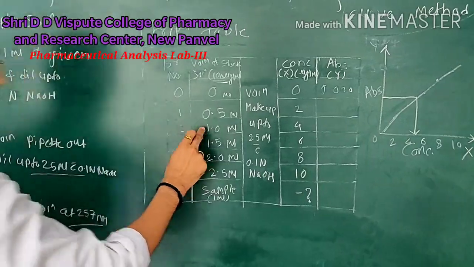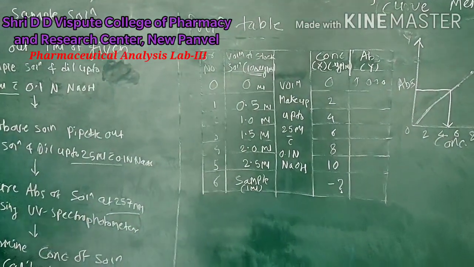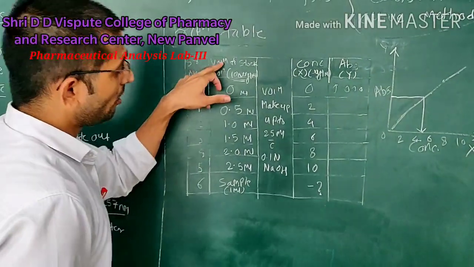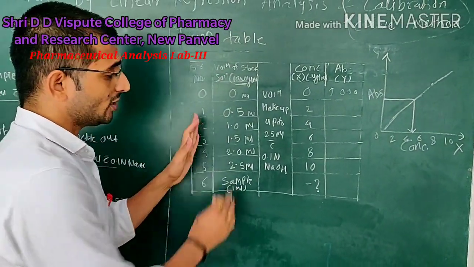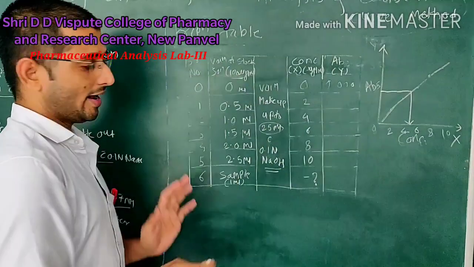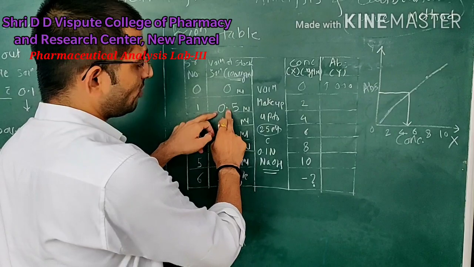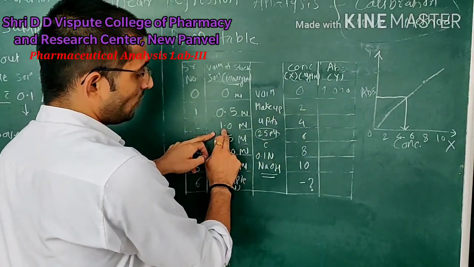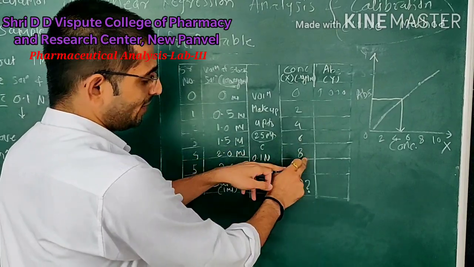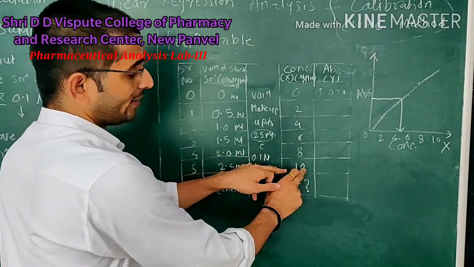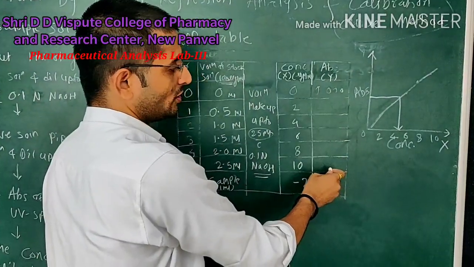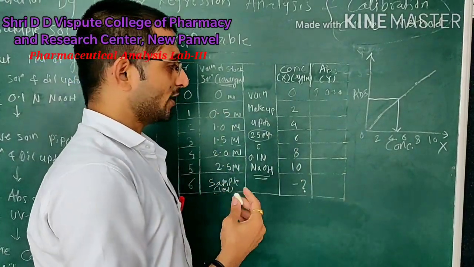Same again: 1 ml, then 1.5 ml, 2 ml, 2.5 ml from this 100 microgram solution, and make up the volume to 25 ml with 0.1 normal NaOH. So the concentration of your 0.5 ml is 2 ppm, 1 ml is 4 ppm, 1.5 ml is 6 ppm, 2 ml is 8 ppm, and 2.5 ml is 10 ppm, or 10 microgram per ml. Then measure the absorbance of these on the UV visible spectrophotometer.